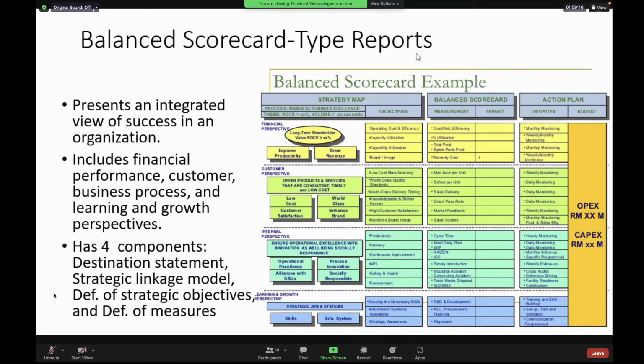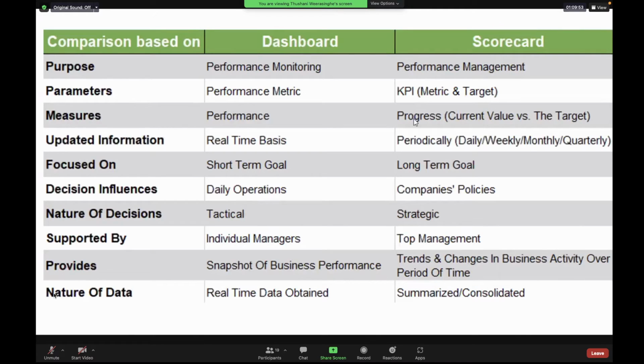Now what do you think? Which one would be much more beneficial? If you compare these two, I have compared them here as well, so you can see which one should be selected according to your requirement.